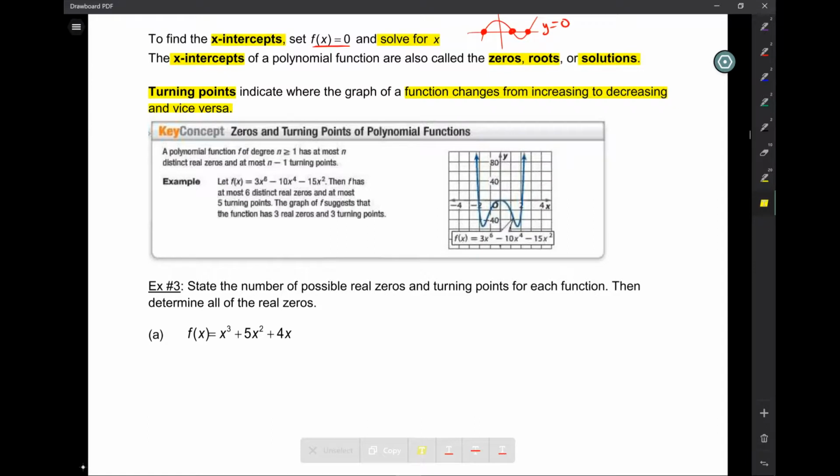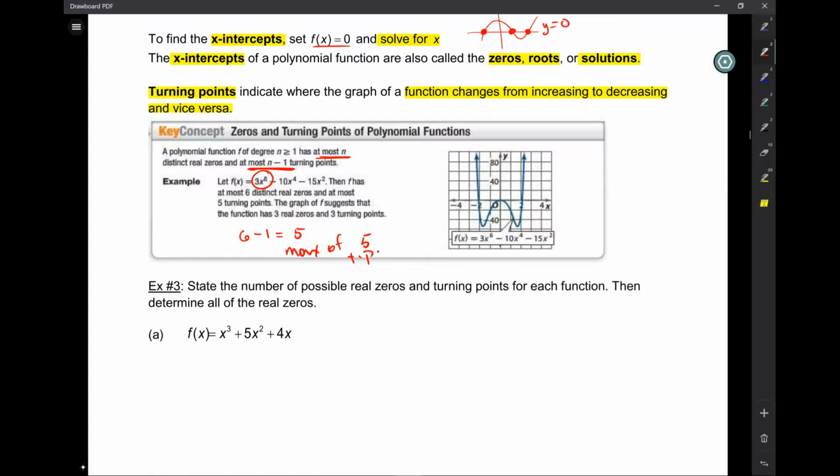So here's the deal about turning points. If a polynomial function has degree n, it has at most n minus 1 turning points, right? At most n minus 1. So for this one, 3x to the 6, 6 minus 1 is equal to 5. So this could have a maximum of 5 turning points. Does this graph have 5 turning points? It doesn't, but it's got less than 5, so that's good.